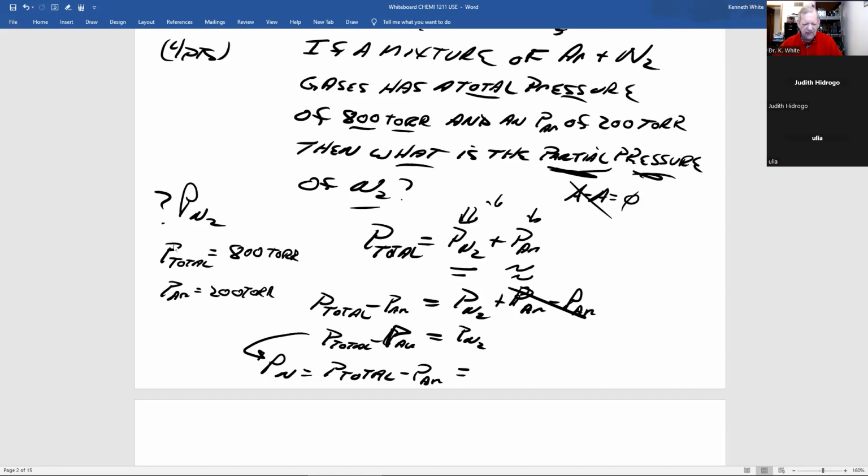And now put the numbers in. P total is 800 torr. P argon, partial pressure of argon is 200 torr. And I don't need my calculator. I can do this one in my head. And the answer is 600 torr. And that's Dalton's law of partial pressures. And it's a useful thing, like learning about how one gas, what's the pressure, and you can isolate it and find out how it reacts like if it were alone.